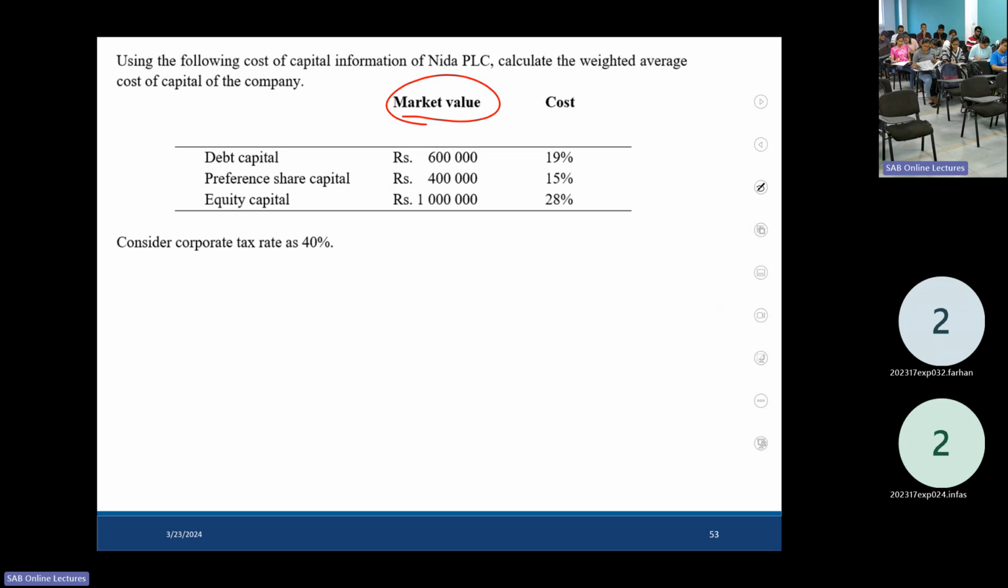You are given the debt capital cost, the preference share capital cost, and the equity capital cost, without dividing into internal and external. So you are given equity capital as a general number.